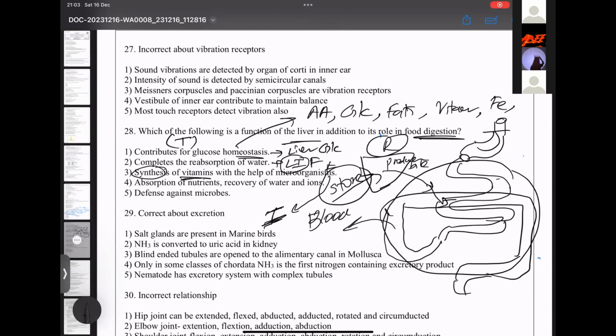Then absorption of nutrients and recovery of water and ions? No. Again, absorption is all done by the intestine. What does the liver do? Storage. So that's false.